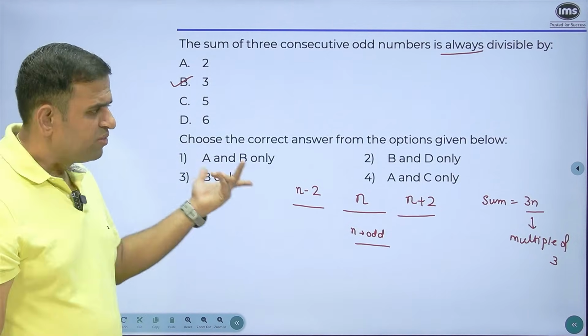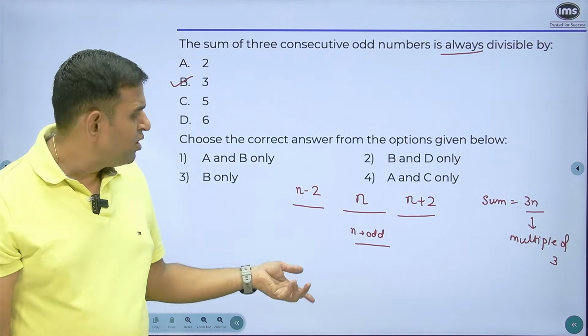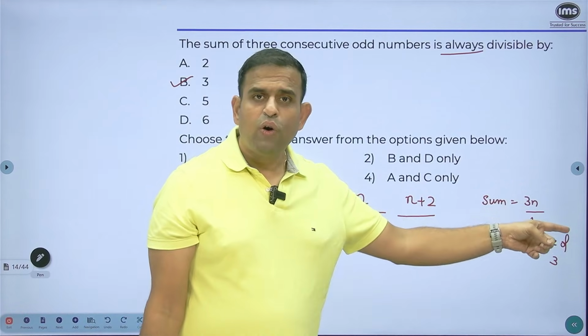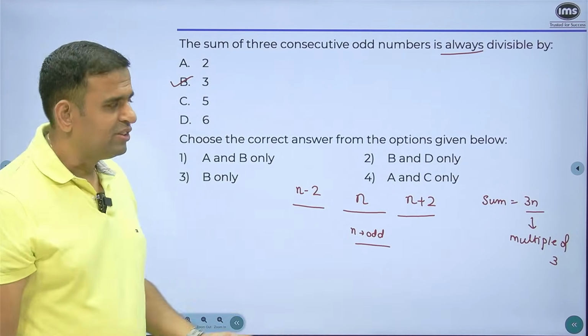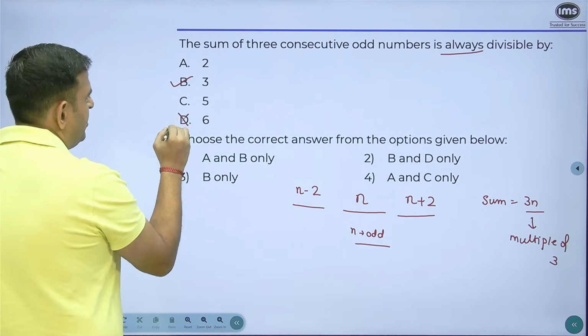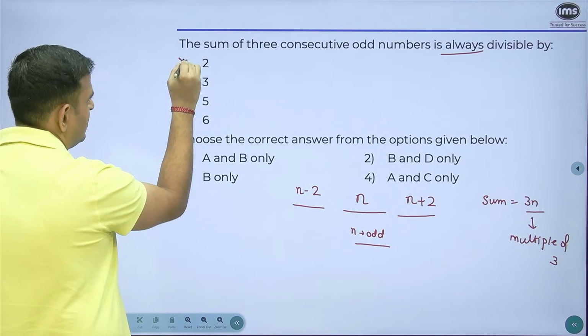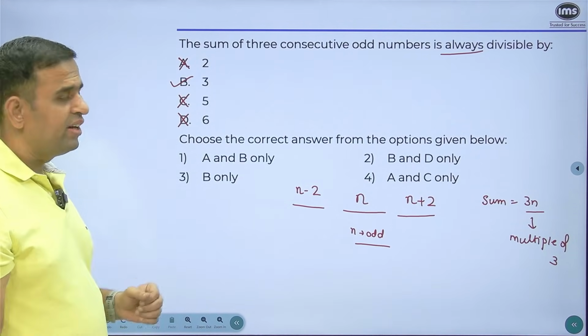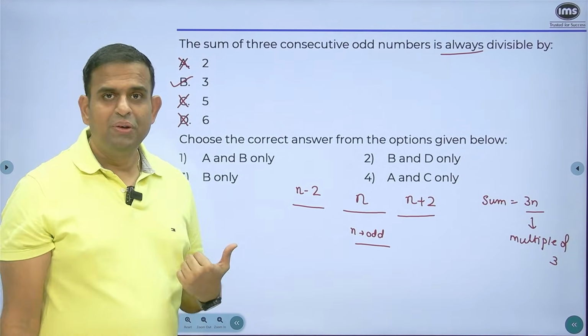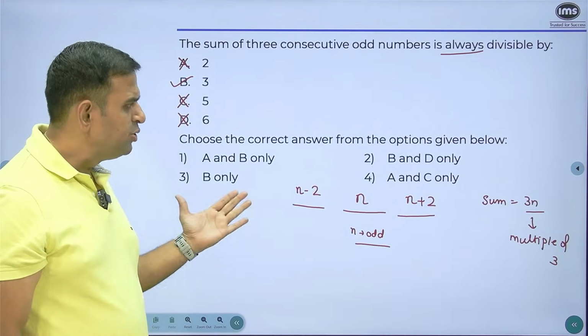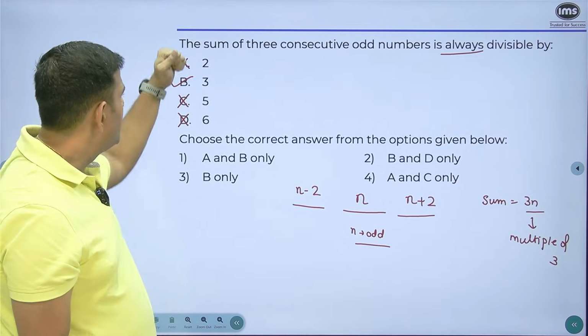Will it be a multiple of 6? It's not going to be true because n is odd. 3 into an odd number is never going to be a multiple of 6. So it won't be this, won't be this, won't be this. The answer definitely has to be option number B over here. That is, you can say, a normal conventional way to solve the problem.